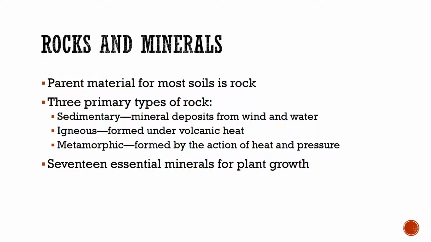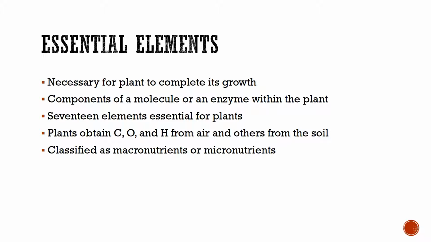So within those three rocks, we have 17 minerals that are essential for the plant growth that soil will then need as it forms from that rock. So let's look at some essential elements. This is really important, obviously, because these essential elements are so important for plant growth. They have to have them all to grow.